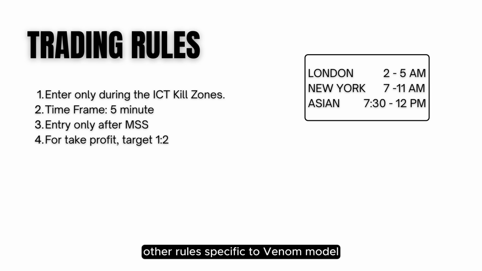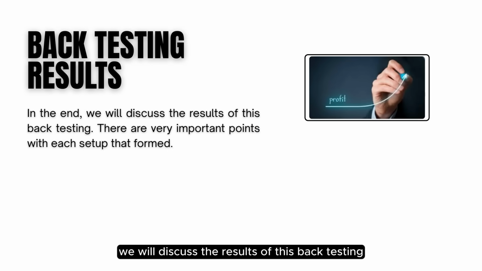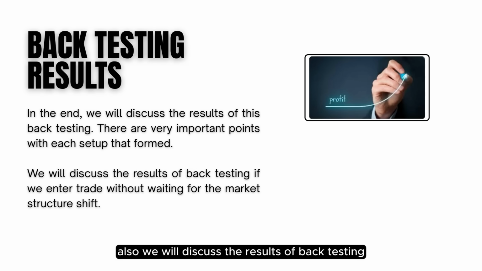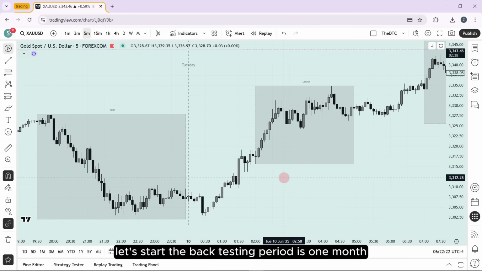Other rules specific to the Venom model are already discussed in previous videos, so I don't think we need to discuss them here again. In the end, we will discuss the results of this backtesting. There are very important points with each setup that formed, and we'll be discussing them one by one. Also, we will discuss the results if we enter trades without waiting for the market structure shift. So I recommend you watch the video till the very end, so that you don't miss any important point. Let's start. The backtesting period is 1 month, from the 8th of June to the 7th of July.